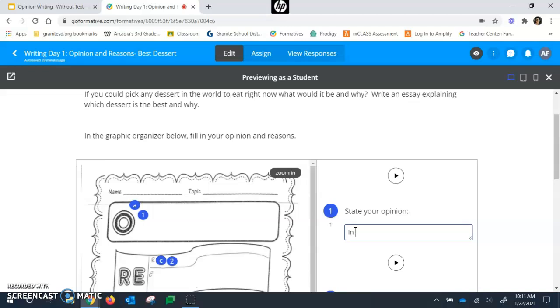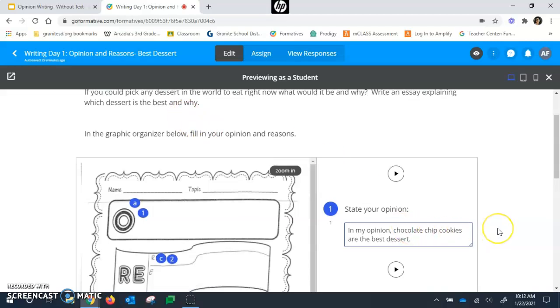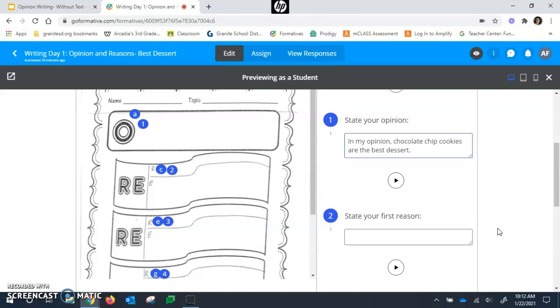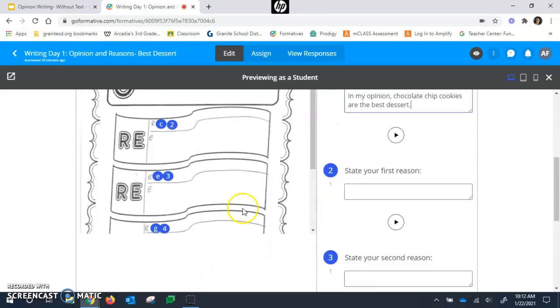Starting it off nice and formally, in my opinion, chocolate chip cookies are the best dessert. Very simple. I just stated what the prompt asked me, and then I stated what my opinion was. And my opinion is that chocolate chip cookies are the best. Now, you may agree with this and want to use that in your writing, but come up with something else if you can. And now my job is to come up on numbers 2, 3, and 4 with 3 different reasons.